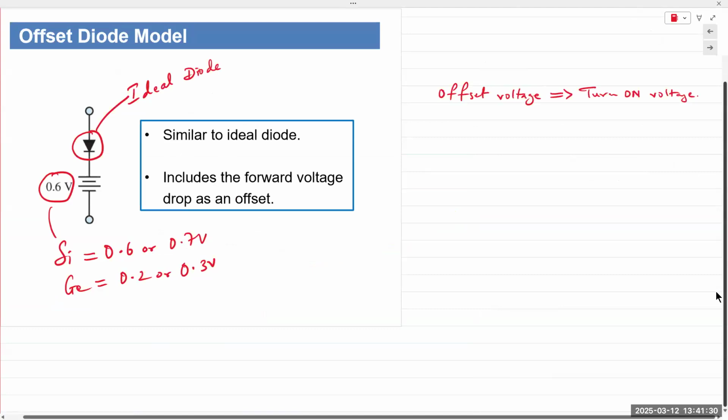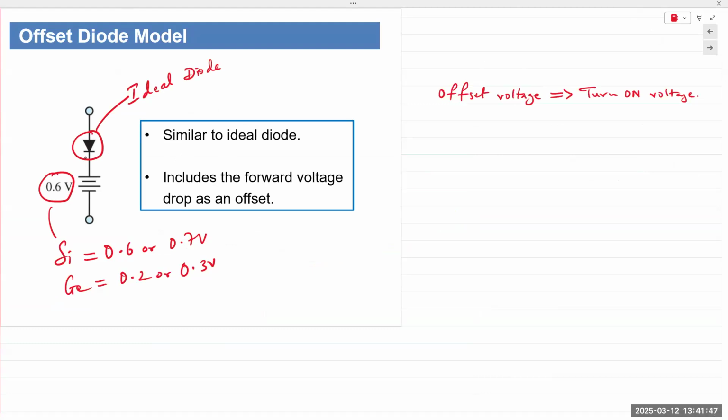Then we have the offset diode model. The offset diode model is exactly the same as the ideal diode model, except that in the forward bias, we replace the diode with a voltage source of 0.6 or 0.7 volts. And the problem statement will say assume 0.6 or assume 0.7. So again, the offset diode model is a constant voltage source of 0.6 or 0.7 volts in the forward bias. In reverse bias, it's off. It's an open circuit. It doesn't change. Okay, ideal diode and offset diode are exactly the same, except in forward bias, you have a voltage source of 0.6 volts.